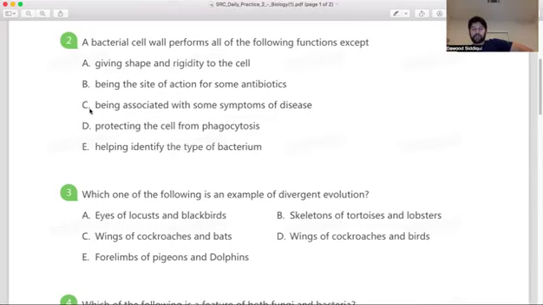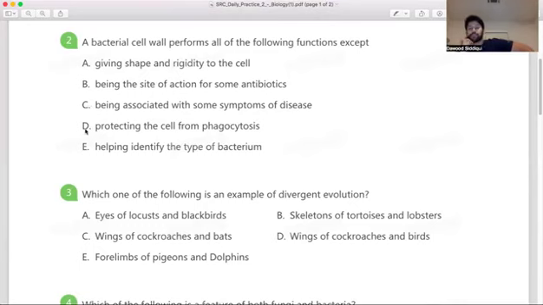C states being associated with some symptoms of disease. This is also true, right? Sometimes the bacteria, the cell wall, it might release, for example, its outer shell called the lipopolysaccharide membrane, and that can cause diseases, and in some extreme cases, even death. So that's a true statement.